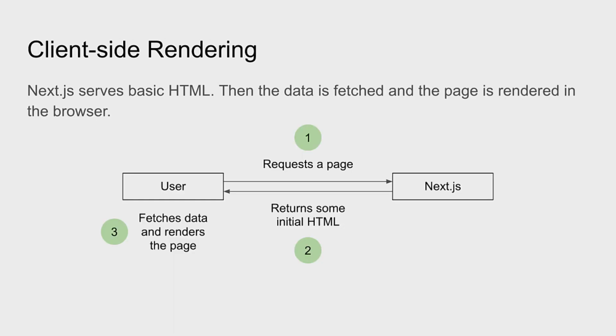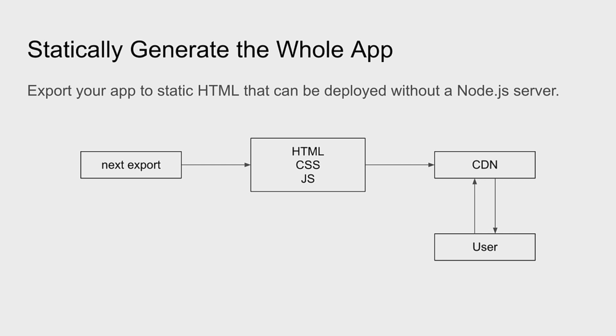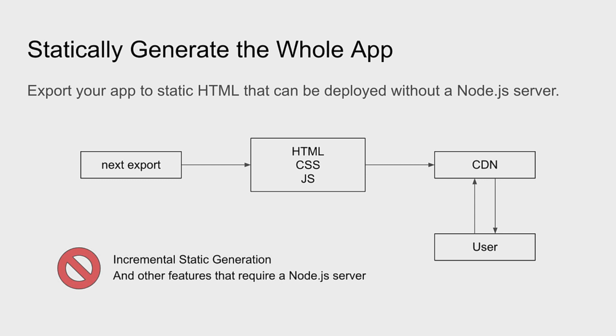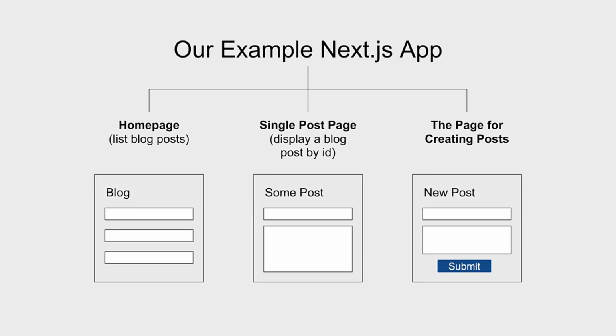And along with both static site generation and server-side rendering, you can client-side render a part of a page. It's when a pre-rendered page is served to a browser, it can still fetch some data and render it. Moreover, you can statically generate the whole app and serve it from a CDN. But because in this scenario you won't run Next.js on a Node.js server, you won't be able to use features that require Node.js. For example, incremental static generation and some other features will not be available.